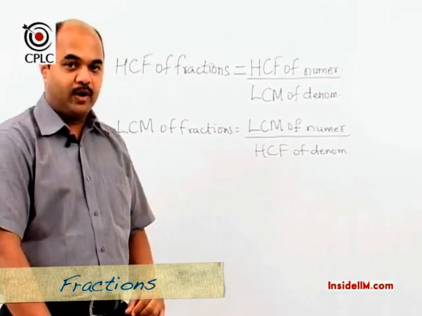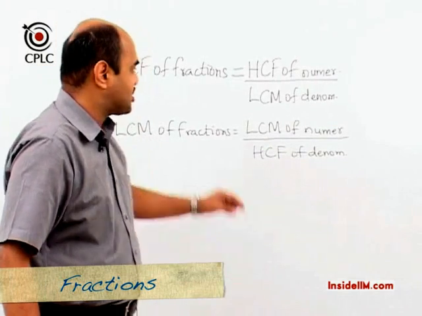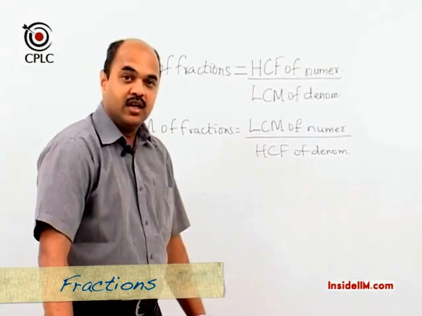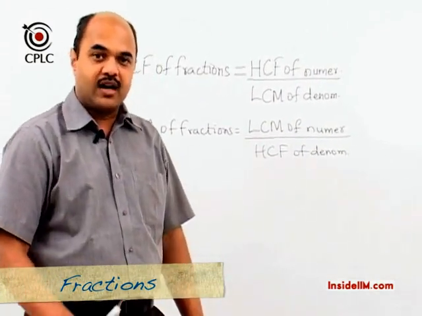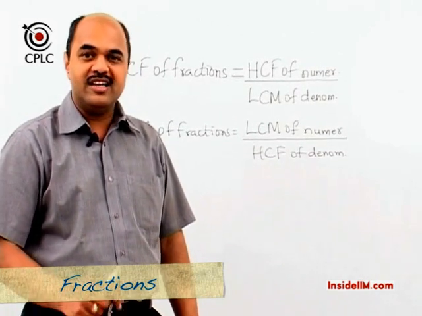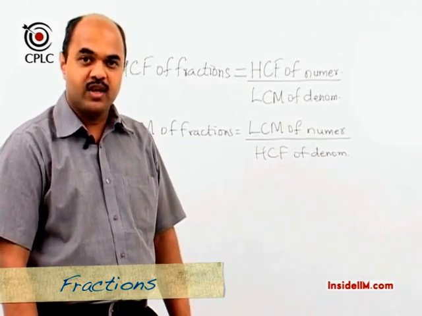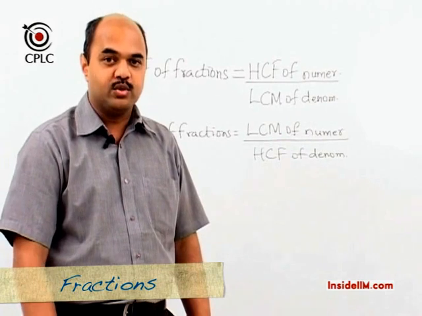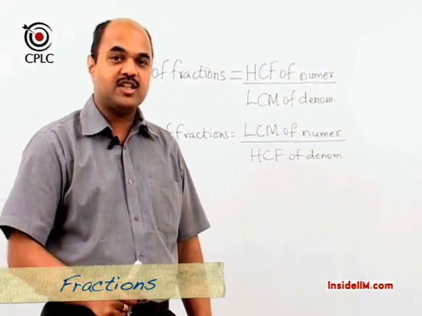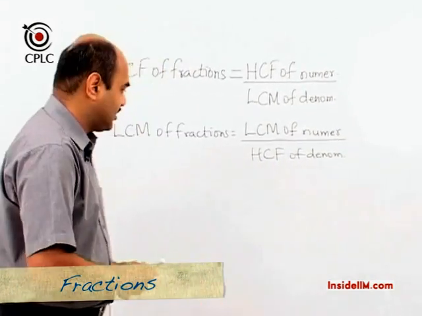A very important point to be noted here before we start with this whole process: if the given fractions are not already in the least possible reduced form, then you first need to reduce the fraction into the least possible form. What do I mean by this?